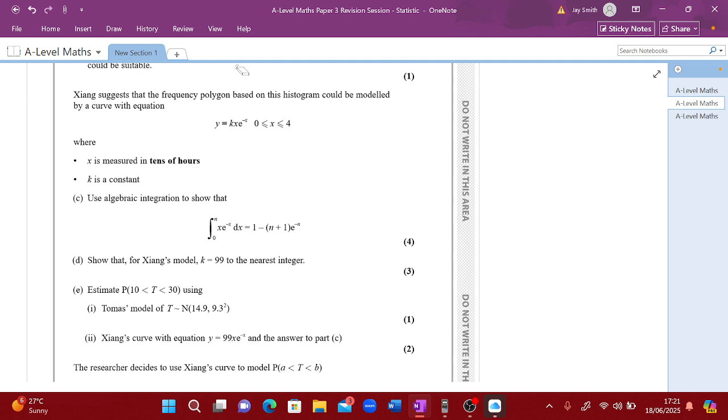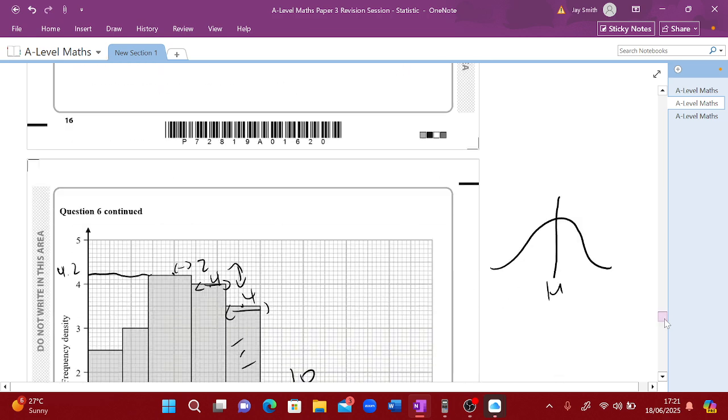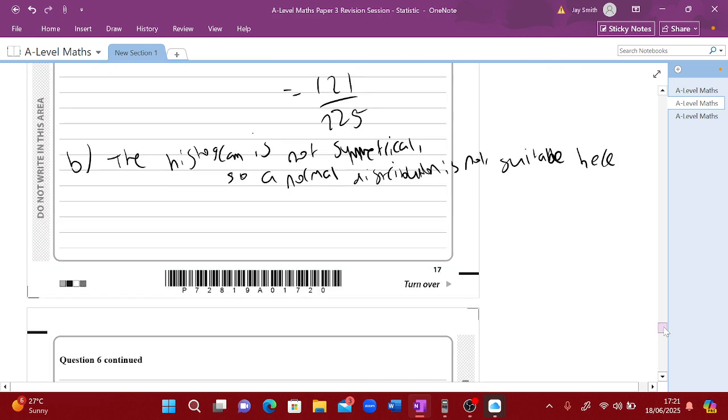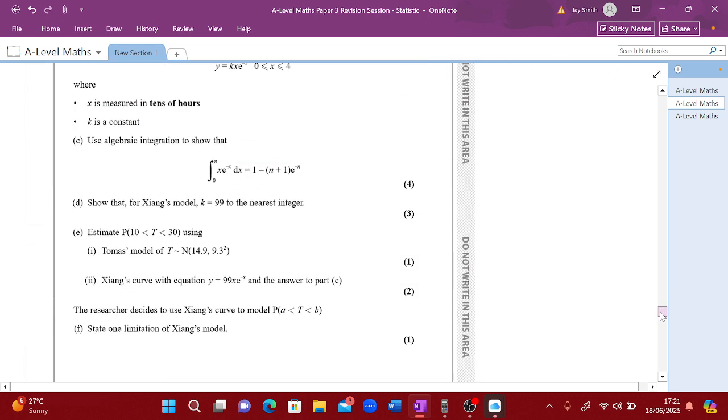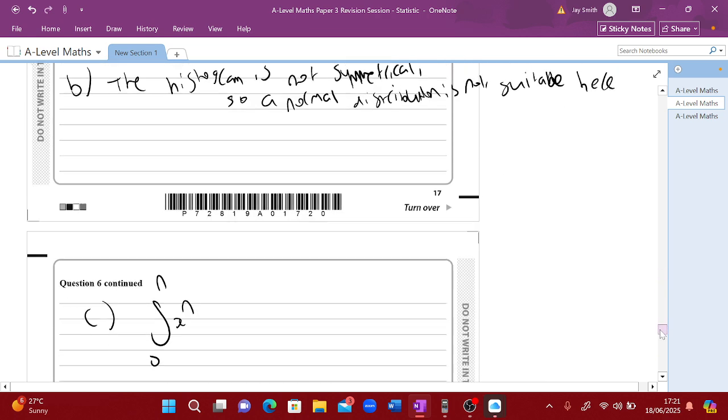Use algebraic integration to show this. So we don't need any stats here, we just need some integration. So we're going to integrate between n and 0. What was it of k? Oh, no k in there. It was x to the n? No, it would be x e to the minus x.